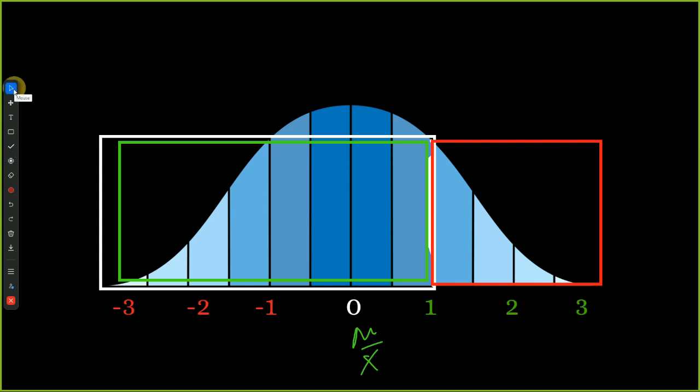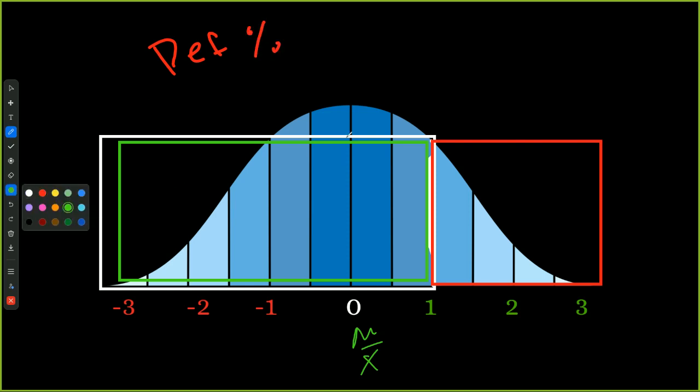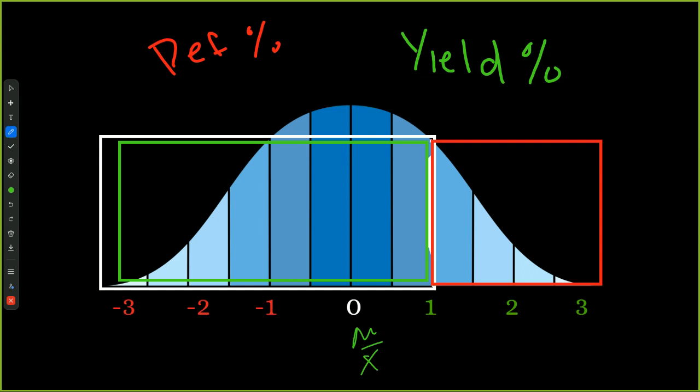What I want you guys to do is use your probability calculator and find out what a z-score of 1 will actually represent. What in this is going to be my defect percentage? What's going to be my yield percentage? So go ahead and calculate these variables here. Tell me what my yield percentage is first, and then tell me what my defect percentage is going to be.